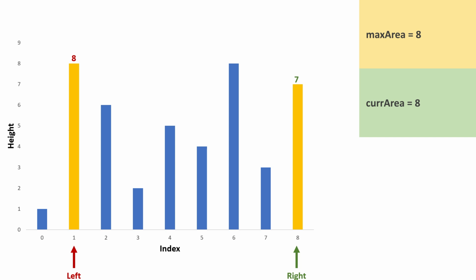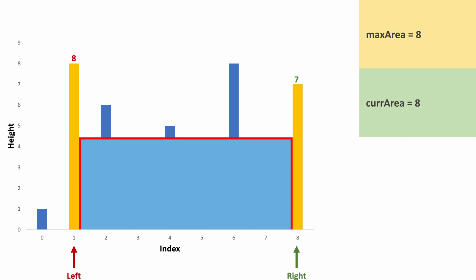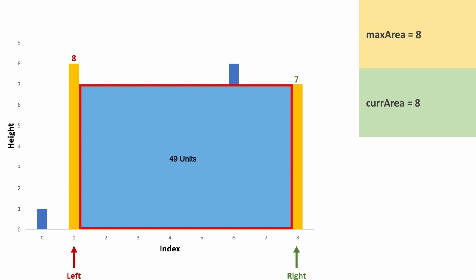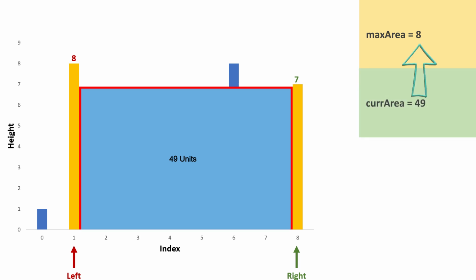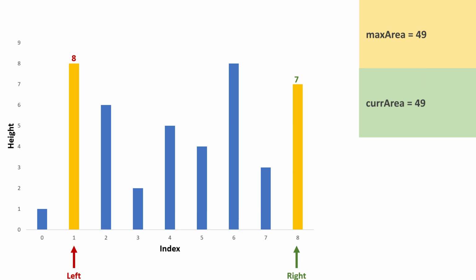The area that we get by using these heights is 49. So let's update current area to 49. This is again greater than the max area. So we update max area to 49. Now 7 is smaller of the two heights. So we discard height 7 by moving our right pointer inwards. Next we compare heights 8 and 3.